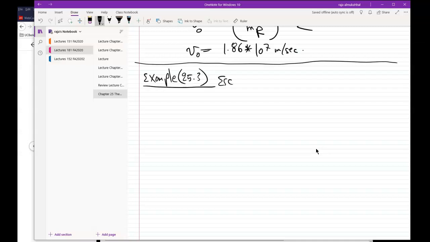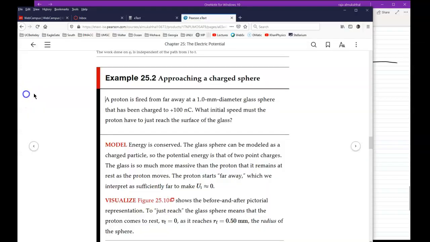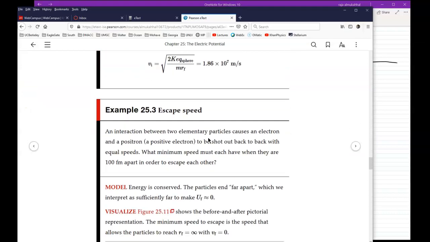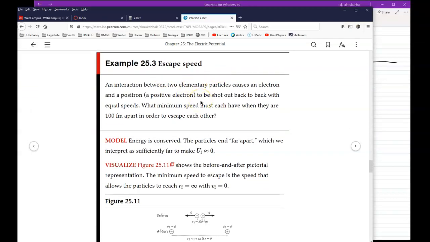The title of it is Escape Velocity, Escape Speed. Let me read it for you. It's the next one. Escape speed. He says an interaction between two elementary particles causes an electron and a positron, a positive electron, to be shot out back to back with equal speeds. Okay. What minimum speed must each have when they are 100 femtometer apart in order to escape each other?